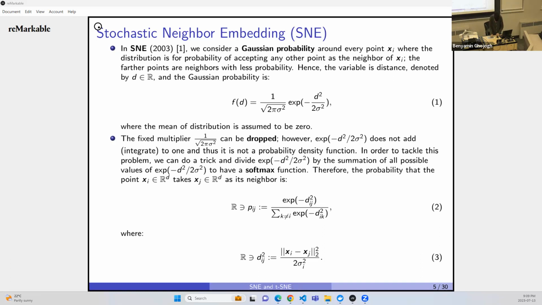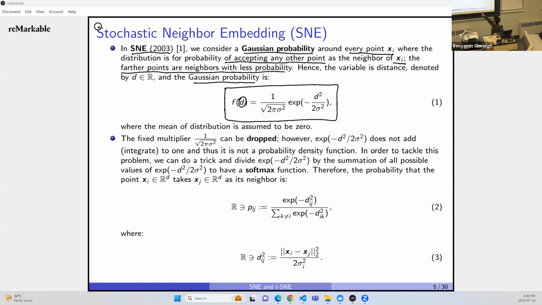SNE, proposed in 2003, considers a Gaussian distribution around every point xi, giving the probability of accepting any other point as a neighbor of xi. The farther points are neighbors with less probability, of course. This is the Gaussian probability that we can use. What is d here? Here, d is the distance from the data point. The fixed multiplier is the normalization factor, and we can drop it for the sake of optimization, okay?